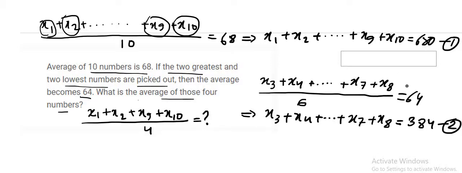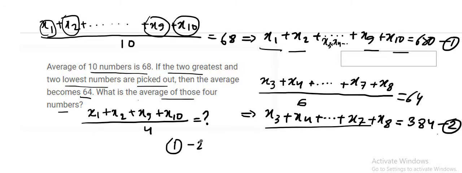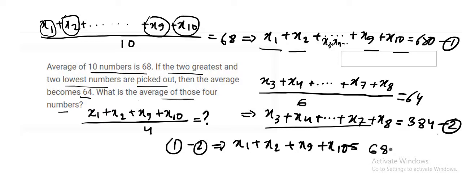So since we have two equations, we have to find a way of finding these numbers out of these two equations. If you look carefully, if we deduct equation 2 from 1, the only remaining quantities are x1, x2, and x9, x10, and the quantities in the middle, x3, x4 until x8, will be deducted. So if we deduct equation 2 from 1, all we are left with is x1 plus x2 plus x9 plus x10, because the rest of the items are deducted from each other. So 680 minus 384 is equal to 296.